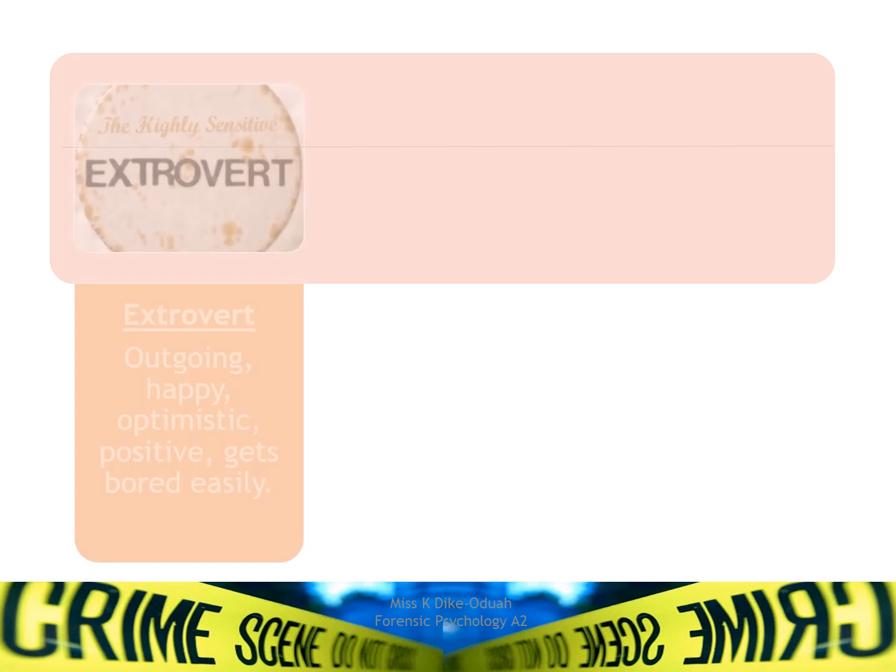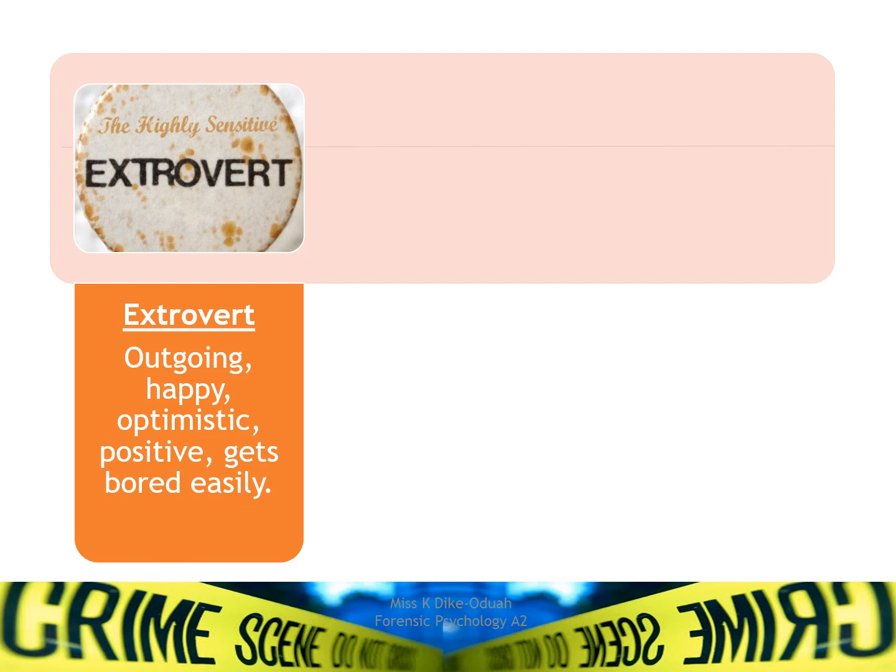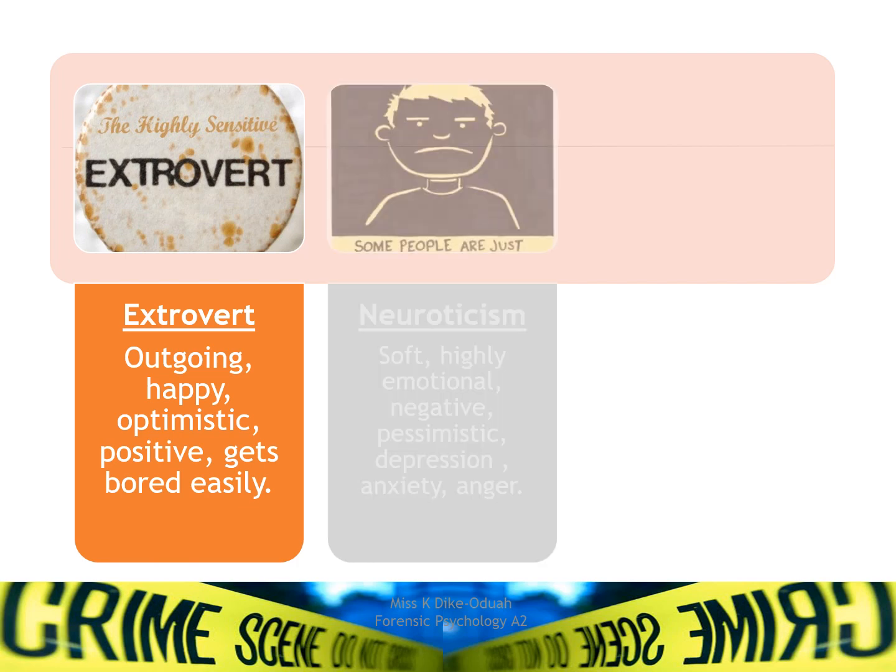As we go into each of the personality traits that Eysenck proposes as linked to criminality, it's important that we understand what qualities are often associated with each trait. So we'll start off with extroversion. Extroverts are often known as being outgoing, happy, optimistic, positive, but they tend to get bored easily.